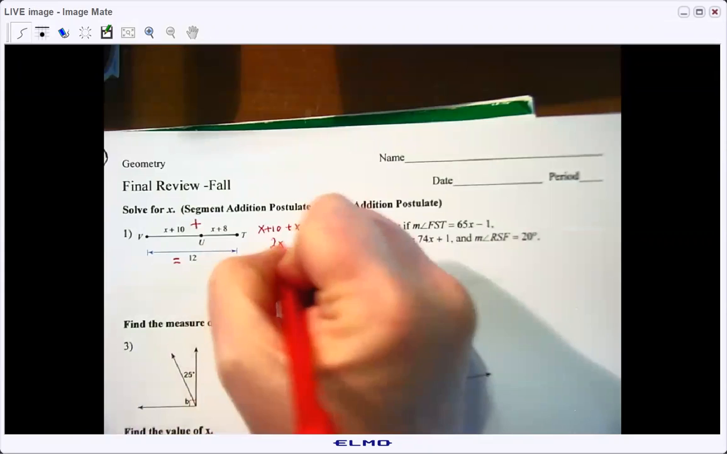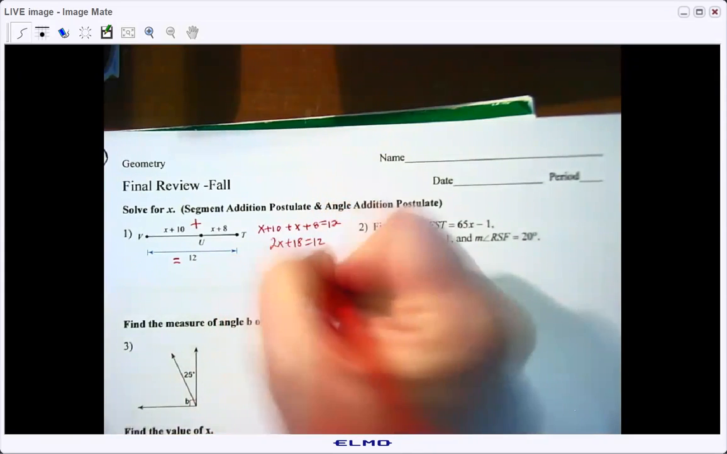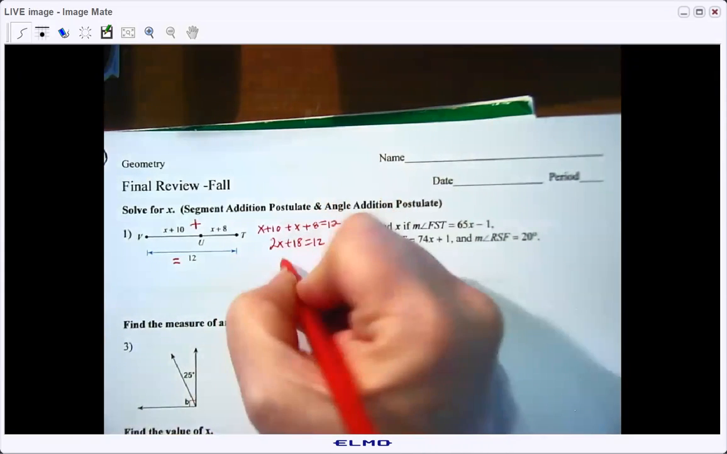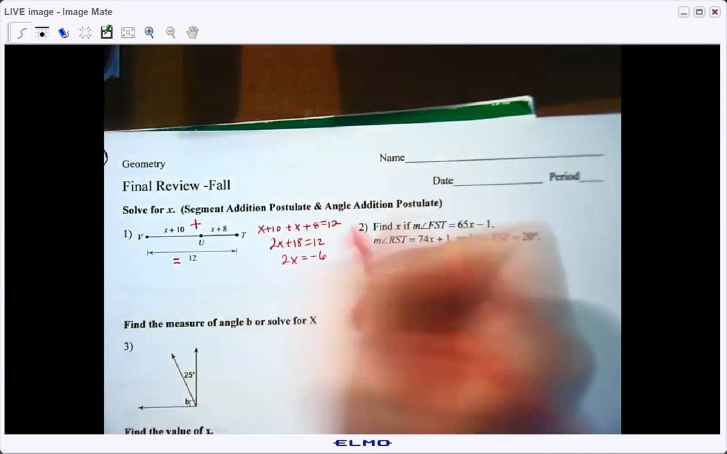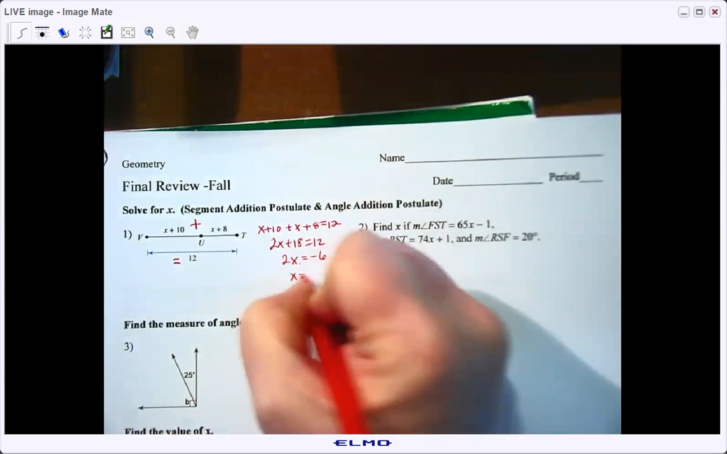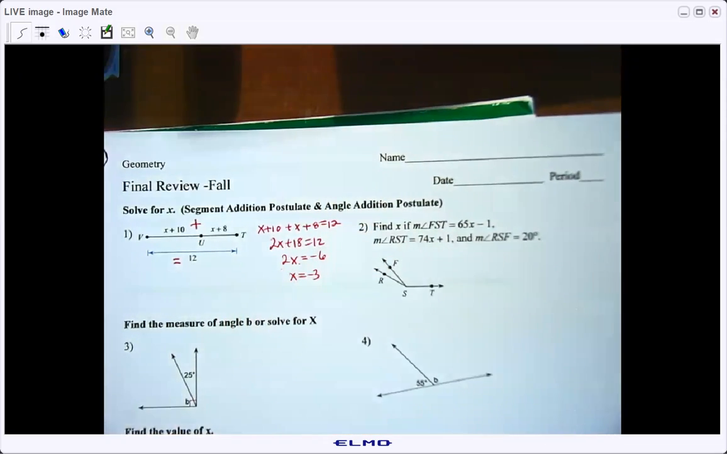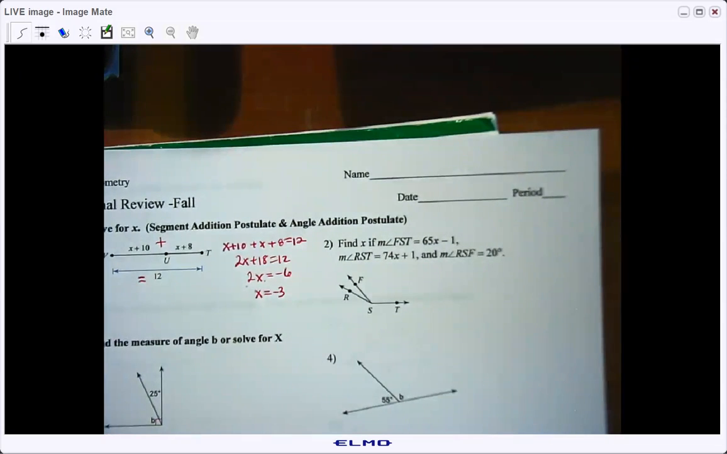So let me go ahead and finish that. 2x plus 18 equals 12. Subtracting 18 on both sides, 2x equals -6. Dividing by 2, x equals -3. Okay. Same idea for the next one.